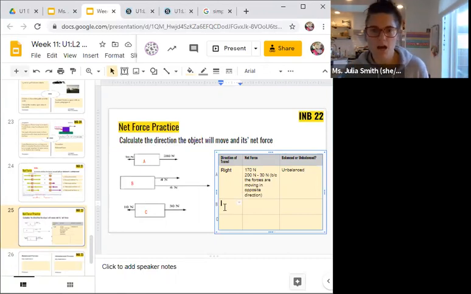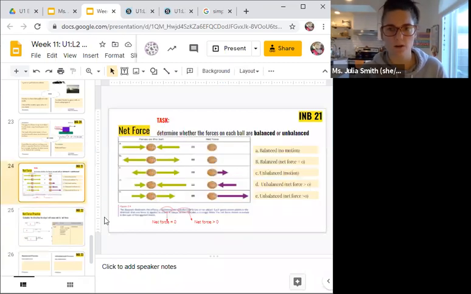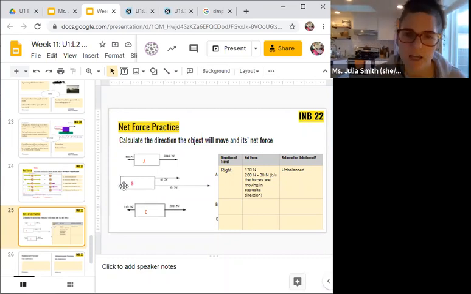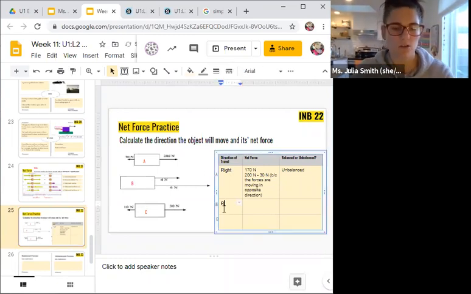On this next box, we can see that both forces are pulling in the same direction. This is similar to this one. This one we had a push in one direction and a pull in the same direction. And this one, they're both pulling in the same direction. So if I look at this, I can clearly see that this box is going to move to the right because all of the force is pulling it in that direction. So we have a rightward direction of travel.